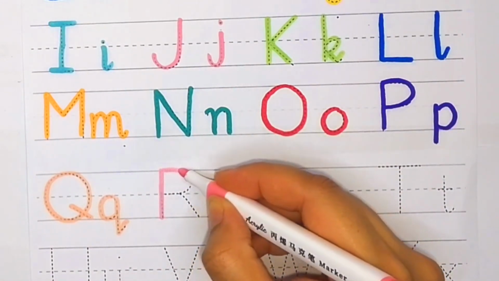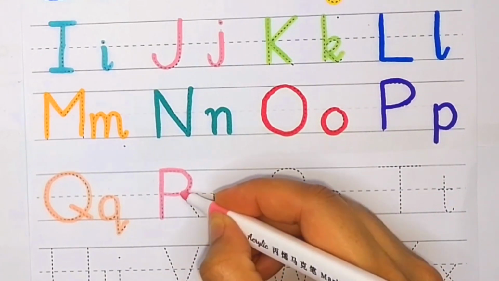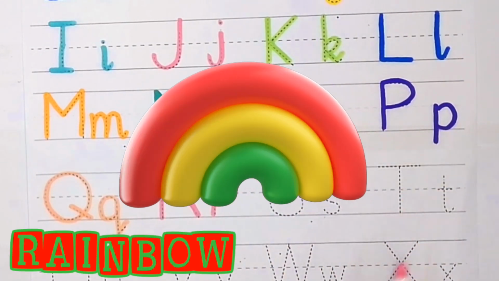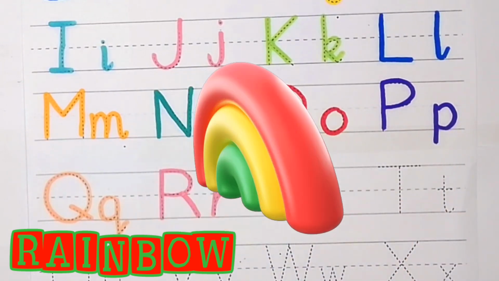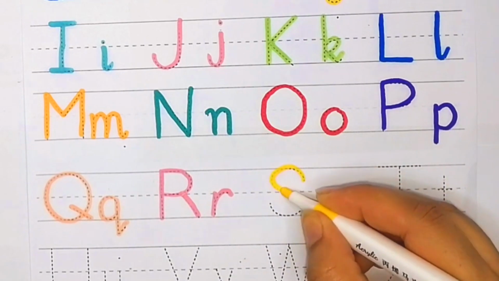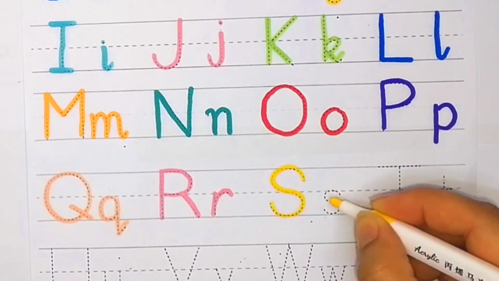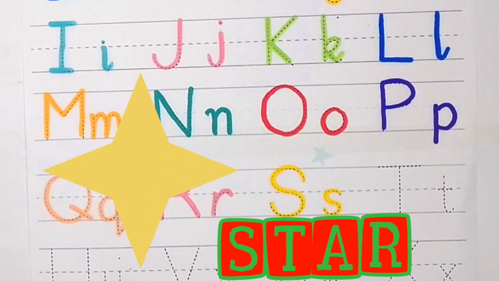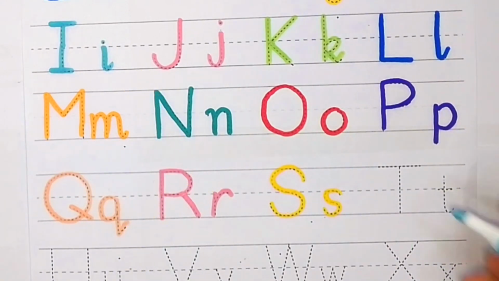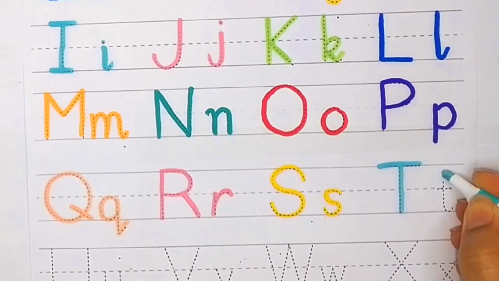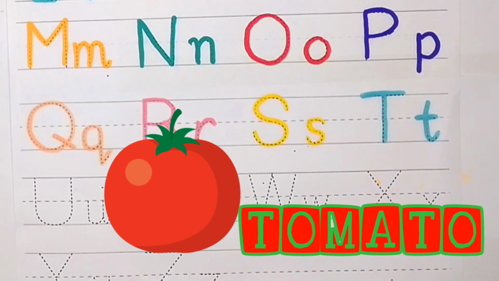Pink color. R. R for rainbow. Yellow color. S. S for star. Light blue color. T. T for tomato.